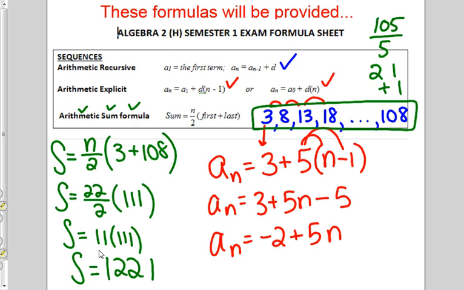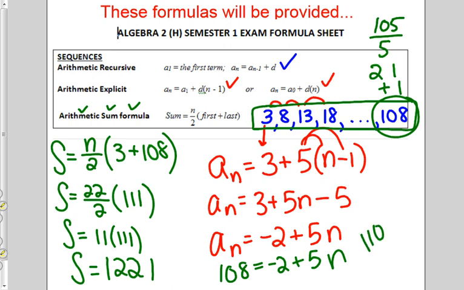Now, let's say you're not good at figuring out the jumps in your head logically, and you would rather use a formula. Okay, what's the last term? Put that in for an. Got it? Add 2 to both sides. Divide by 5. What's 110 divided by 5? 22. That's how many terms there were. Okay?